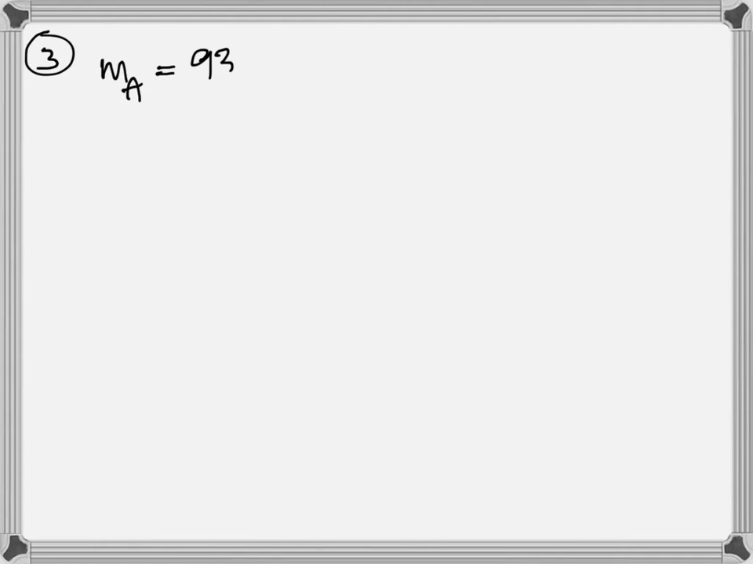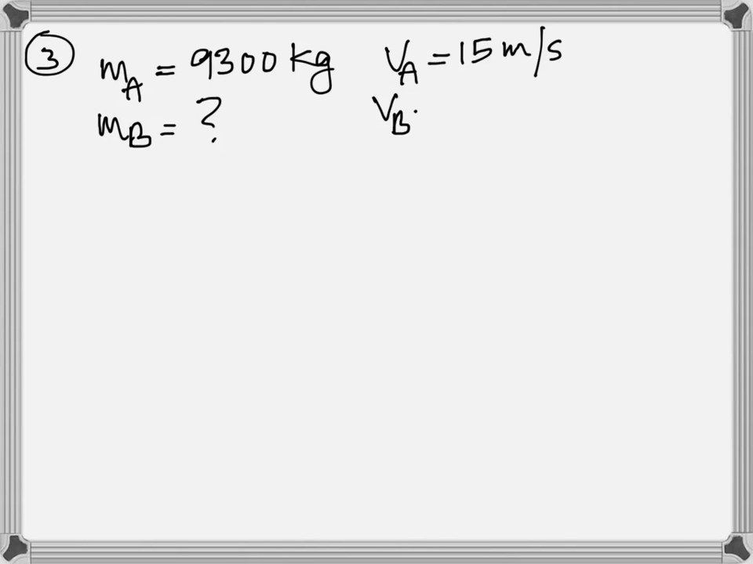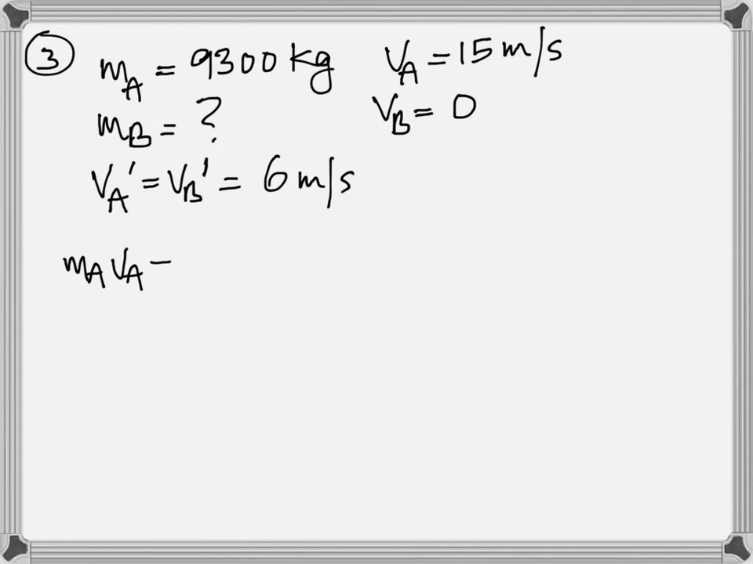In number 3, the boxcar is open, which is one. No, this is where it impinges on a second one at rest. So the velocity of the second one is 0, and you've got to find the mass of the second car. Again, they stick together. Therefore, they have the same velocity, and that is 6 meters per second.